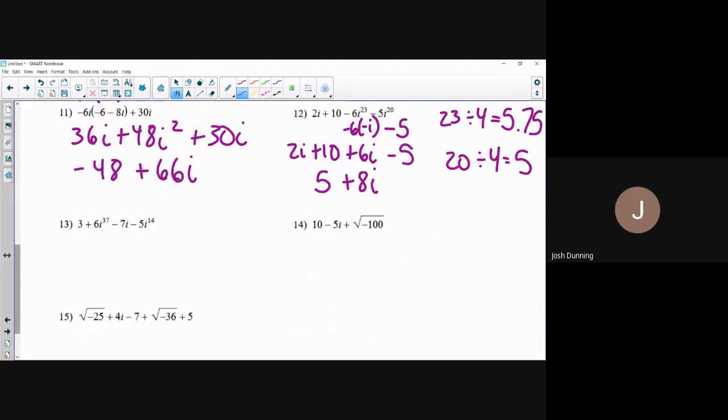Now on 13, we got i to the 37. You divide 37 by 4, goes in 9 times. You get 9.25, so that's 1/4. So that's just i to the first.